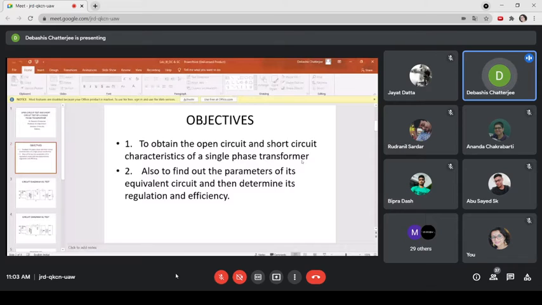Now the second objective is to find out the parameters of its equivalent circuit and then determine its regulation and efficiency. That is clear to you: what is regulation, what is efficiency, and what are the parameters. So now we go to the circuit diagram. Is this circuit diagram visible to you?